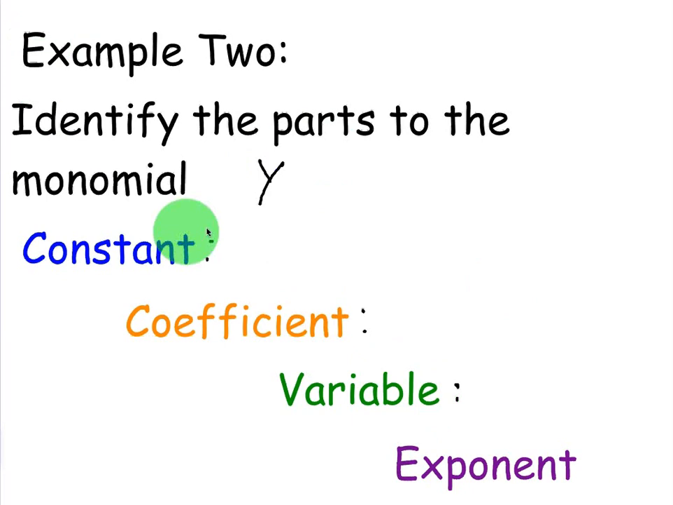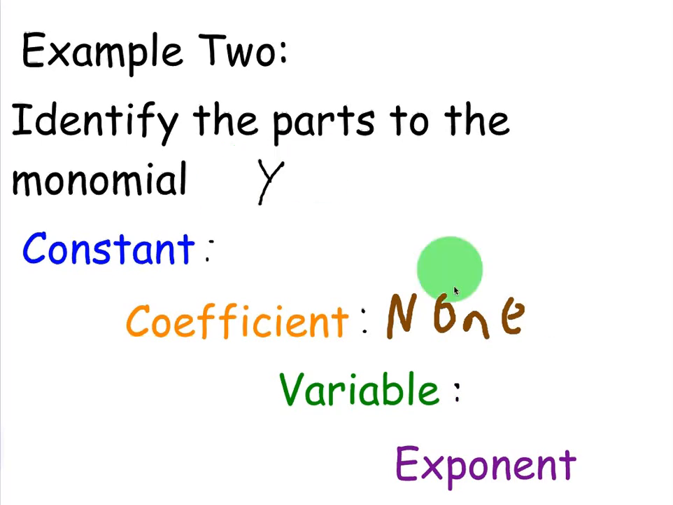Next, identify the parts of the monomial. All right, so we have just y, right? That's it. So let's talk about this one. Constant. There are no constants, right? Y is a variable, it changes. Coefficient. Well, there is no number in front of the y. There has to be a number there, or a constant, for it to be a coefficient. So we're going to write none for coefficient.